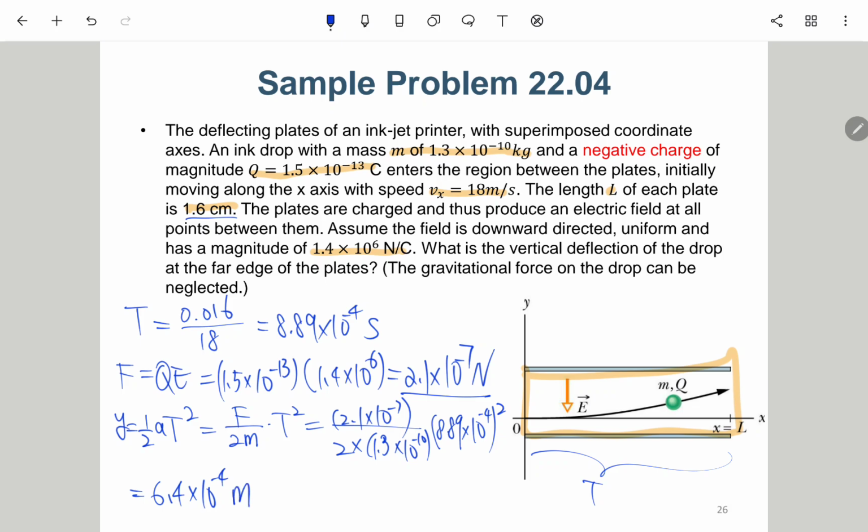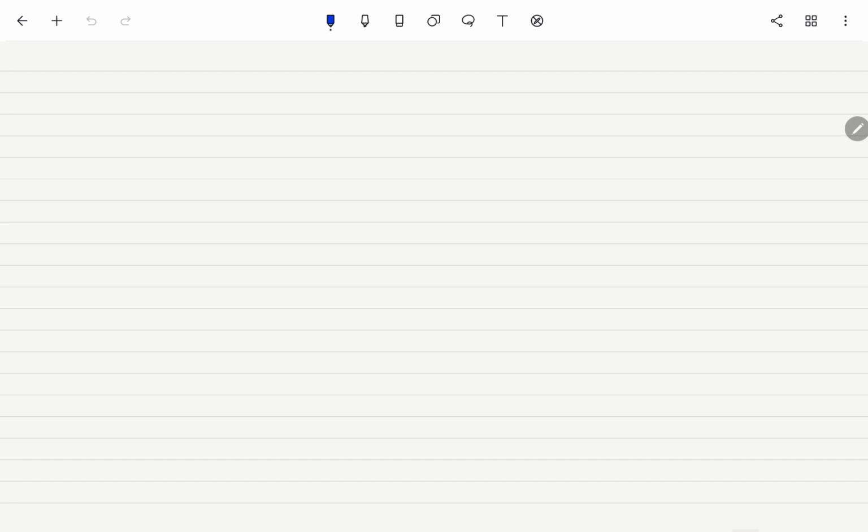Or you can write it as 0.64 millimeter. Usually we will use the scientific prefix and make this number between 1 and 1000, but sometimes 0 point something is still okay. It depends. But here what I want to supplement is that there is something called a scientific prefix.